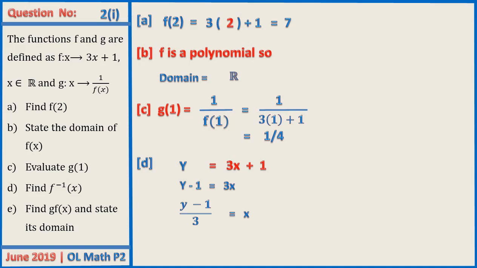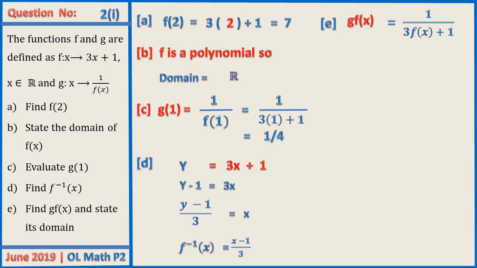So our x is (y minus 1) on 3. We now replace x by f inverse of x, and (y minus 1) on 3 by (x minus 1) on 3. So that's the inverse function. Now find g of f of x and state its domain. g of f of x is the composite function.